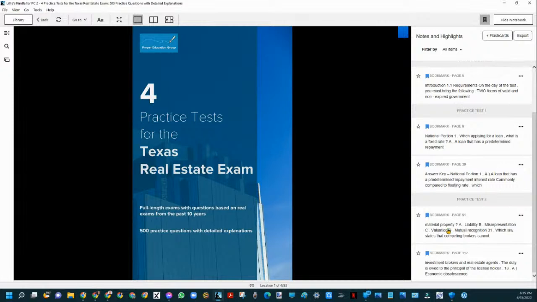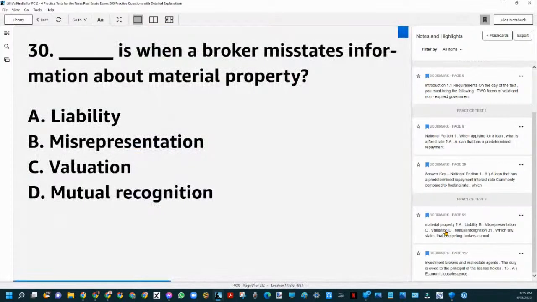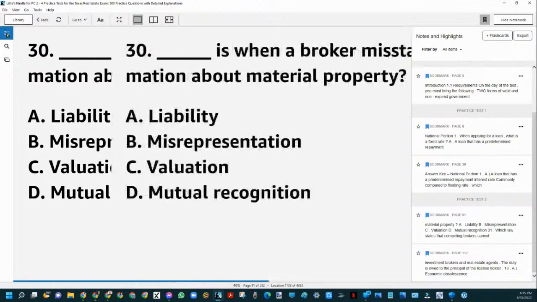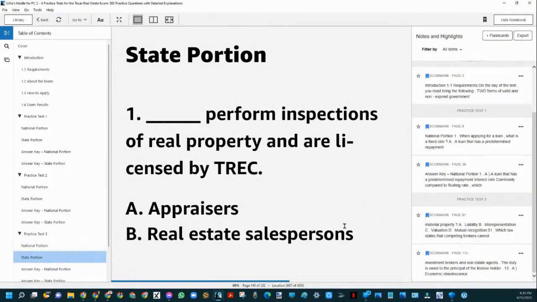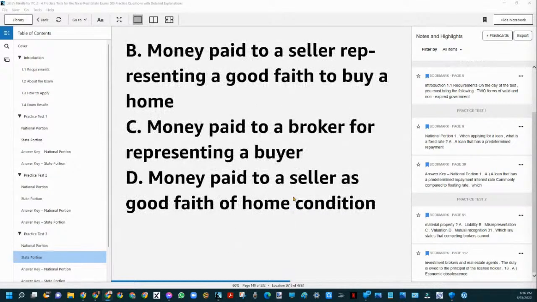All right, so we are now going to, let's see here. We're going to test number 3. We're on test number 3 for the state questions. And hold on, we're on test number 3, question number 11.